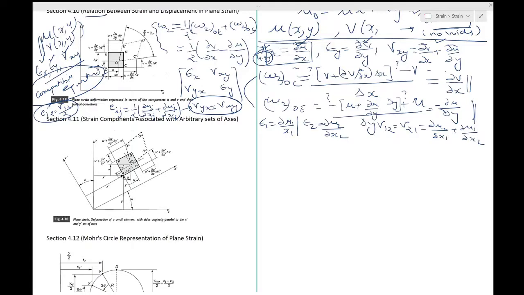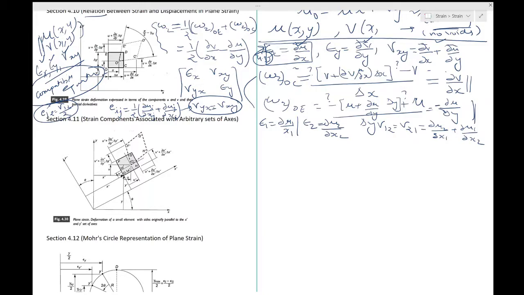Okay, so we now come to section 4.11, which is strain components associated with arbitrary sets of axes. Okay, sounds similar, right? From the previous case. So we have, for example, Ex, Ey, gamma xy. These are the strain components in the Cartesian system, Cartesian axis.